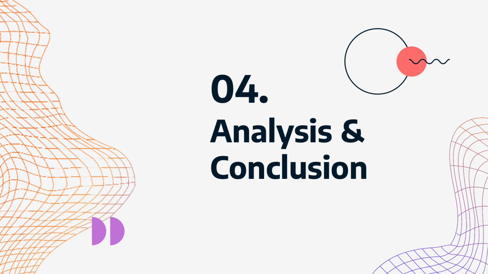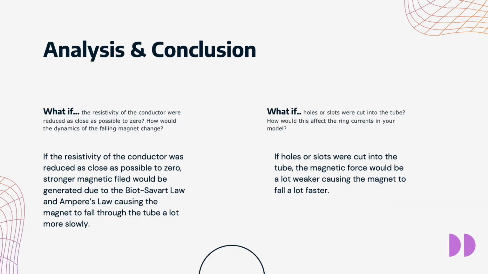Finally, let's get into some analysis and conclusion. What if the resistivity of the conductor were reduced as close as possible to 0? How would the dynamics of the falling magnet change? If the resistivity of the conductor was reduced as close as possible to 0, stronger magnetic fields would be generated due to the Biot-Savart law and Ampere's law, which would cause the magnet to fall through the tube a lot more slowly. For example, our calculated time of 1.4 seconds would be more than that. It'd be a lot slower.